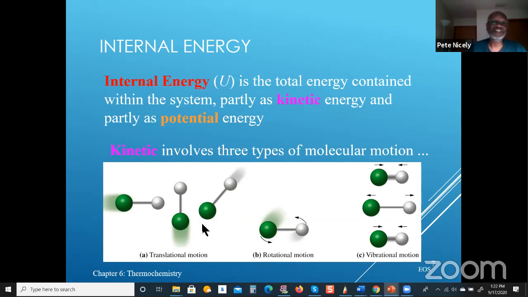You have translational motion. When we're talking about translational motion, we're talking about the particles moving along straight lines. And then we have rotational motion, where we have the particles rotating around a certain axis. And then we have vibrational motion. This is true in particular for molecules, where you have atoms vibrating around a bond, as you can see demonstrated in these diagrams right here. So these are the three types of molecular motion that's associated with kinetic energy.